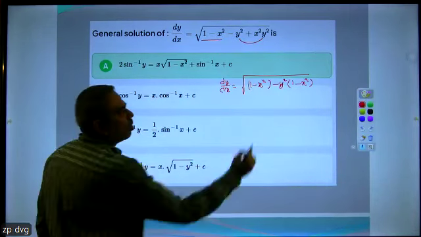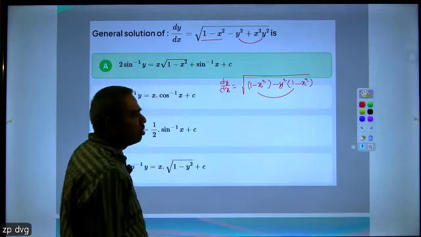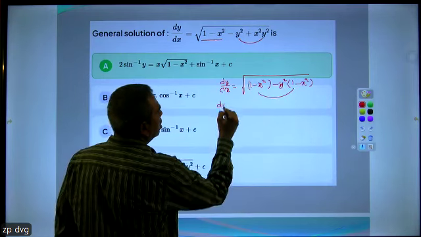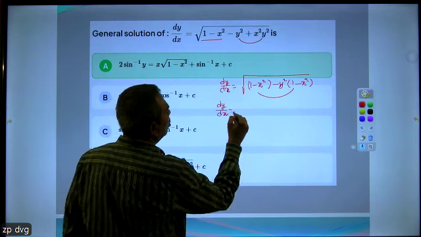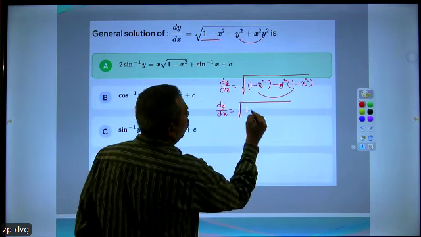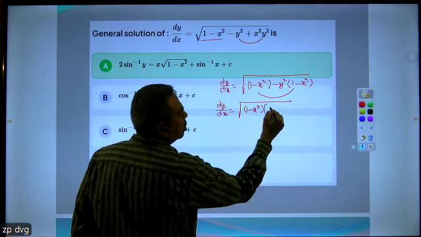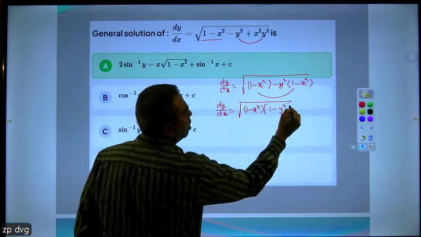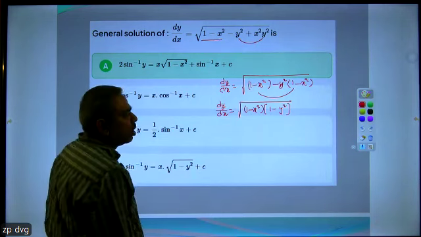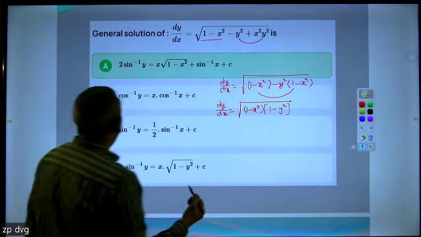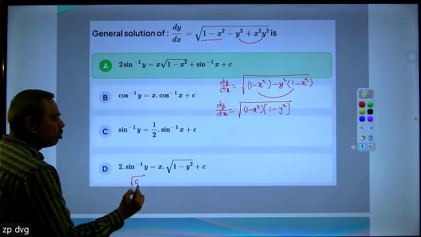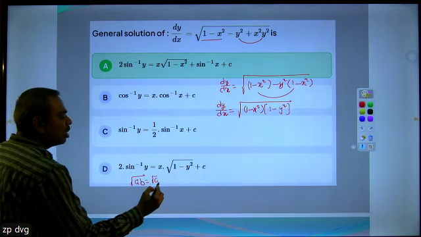Is it clear? Now, in both of these, what can we take common? 1 minus x square. So we get dy by dx is equal to, inside the root, 1 minus x square if I take common, still 1 minus y square is left out here. Now, it is like root of a into b. So whenever root of a into b is there, we can write it as root a into root b.